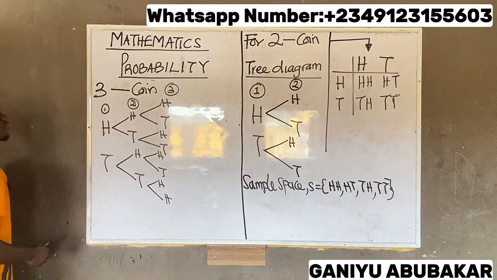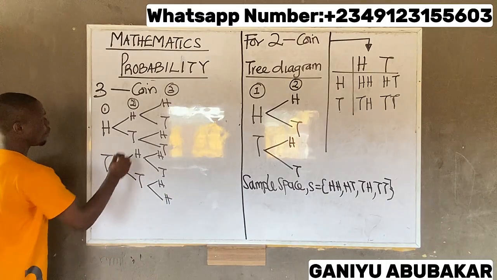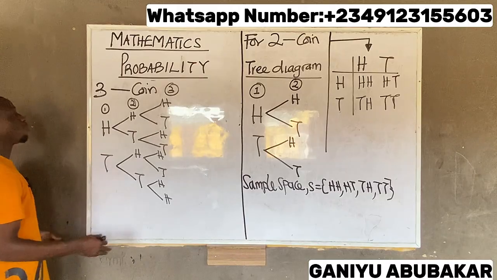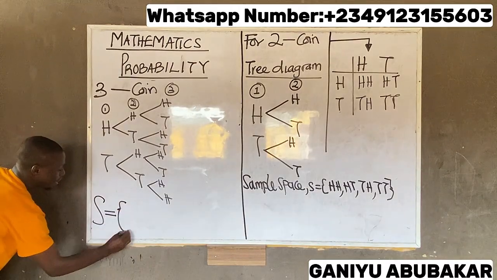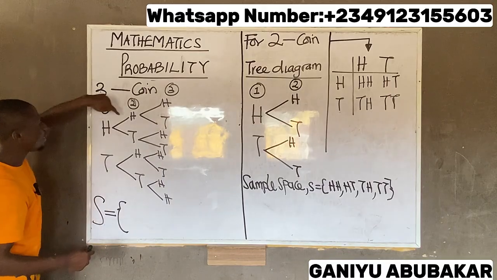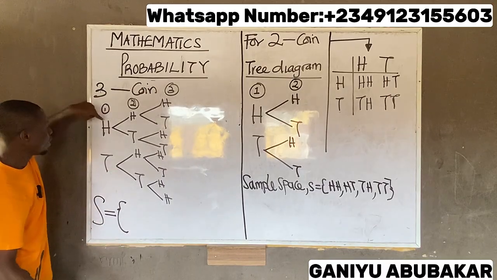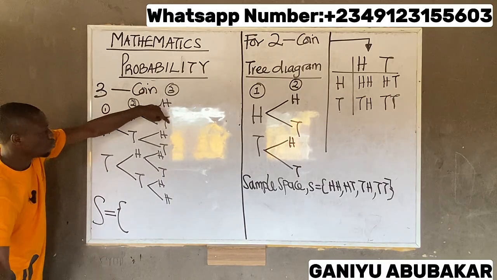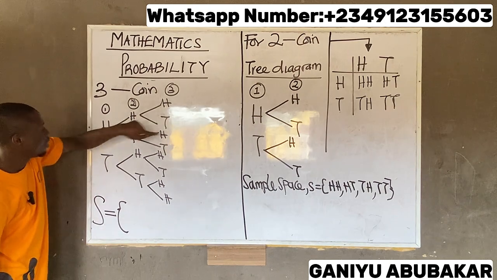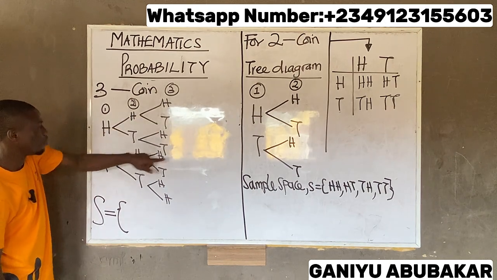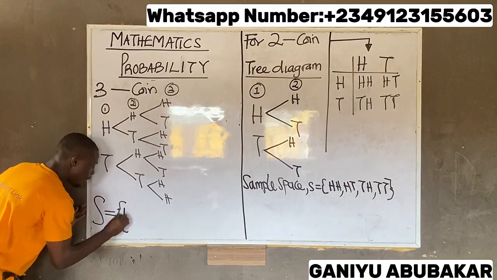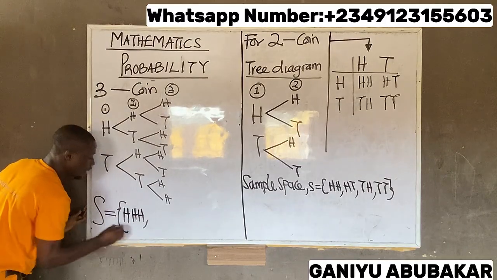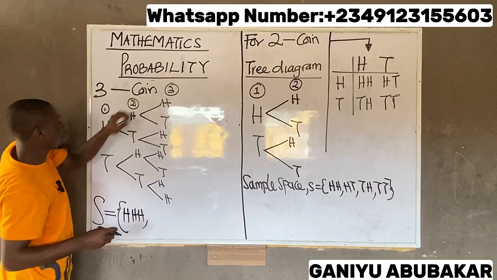Now, what is the sample space for 3 coins, or the total possible outcomes of 3 coins? So the sample space for 3 coins is given by this. Look at what this means. Head, head, head, that's 1. Head, head, tail, that's 2. Observe please. The first one, head, head, head. This one is done. What's next there?